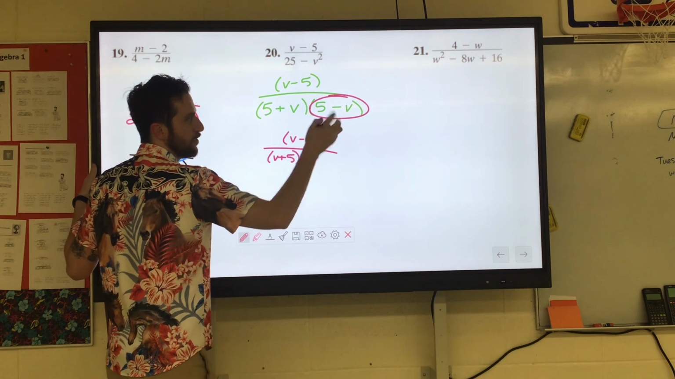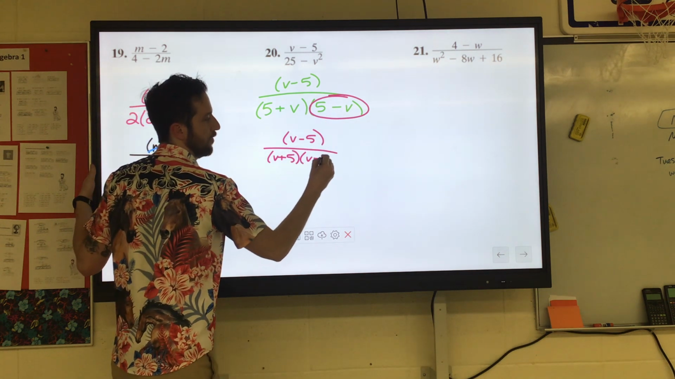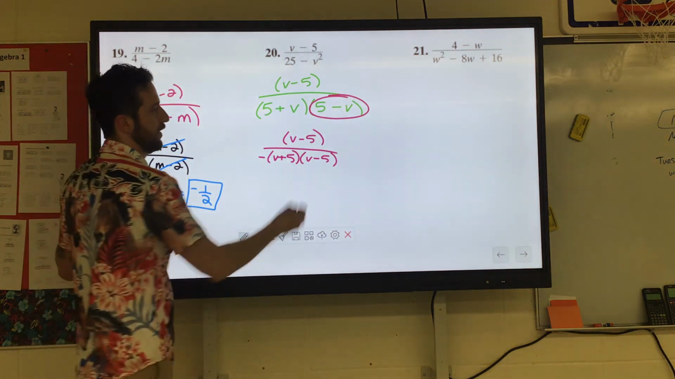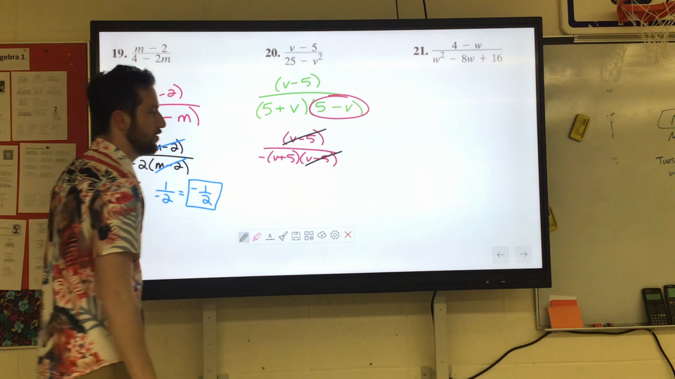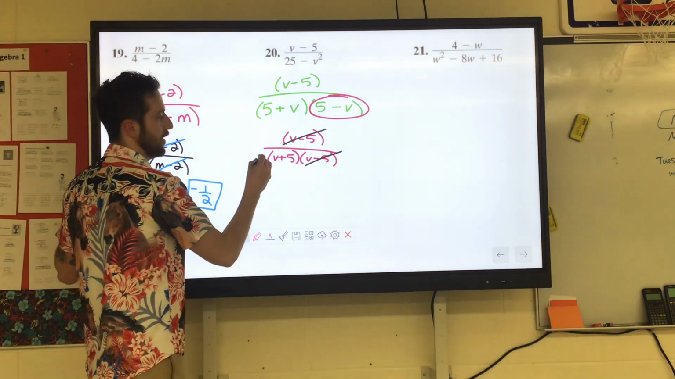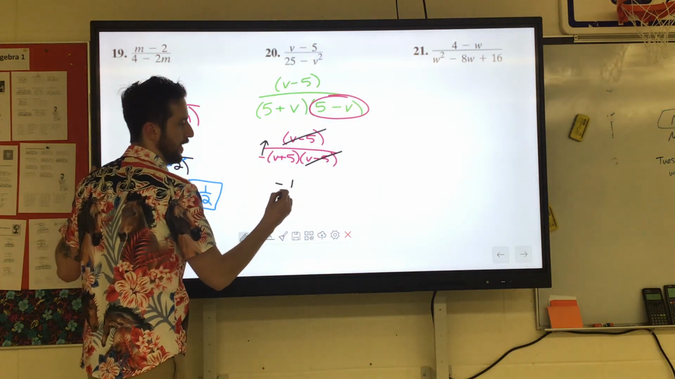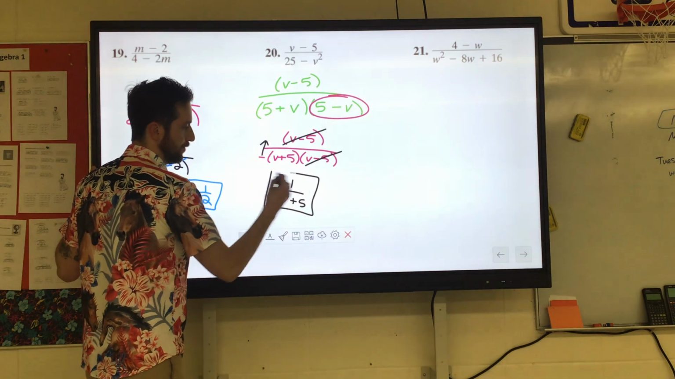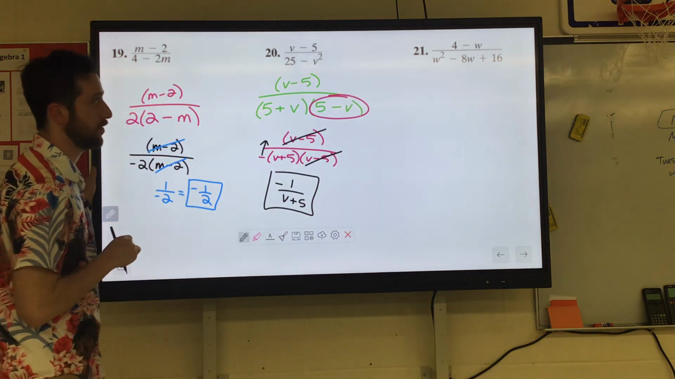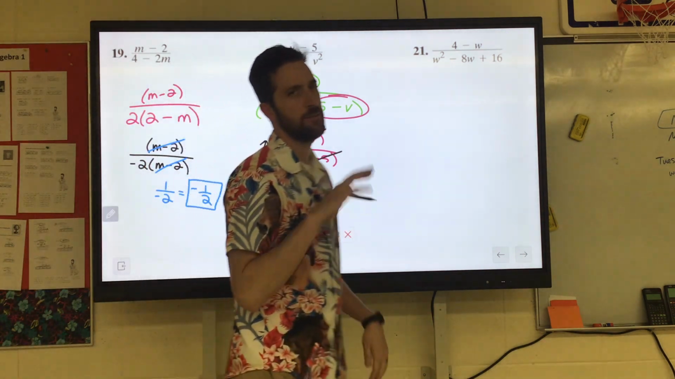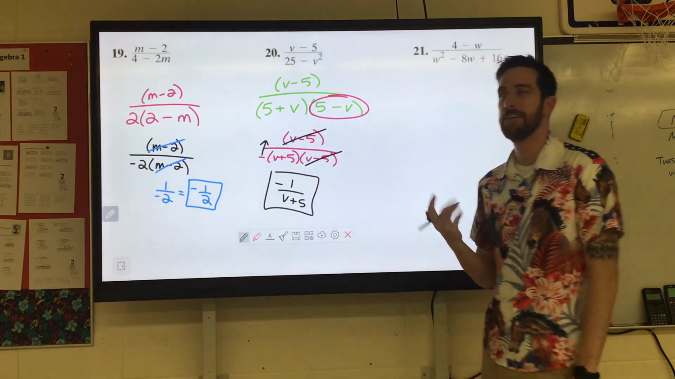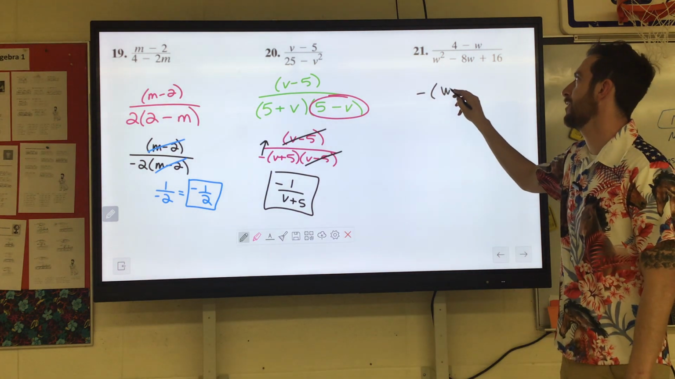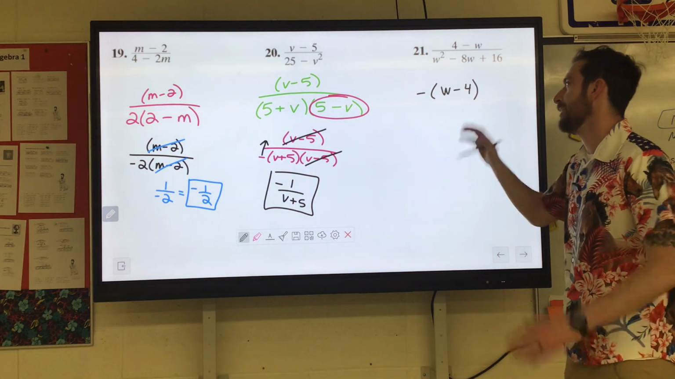But to switch subtraction like this, we're going to have to factor out a negative sign, or a negative 1. Now we can cancel out the v minus 5's. I'm going to move the negative sign up top, so I'll make it negative 1 over v plus 5. And this is it. Don't get scared. 4 minus w. Look, I know I'm going to have to flip that and make it w minus 4. So I'll go ahead and factor out a negative sign right now. And then I can flip it.